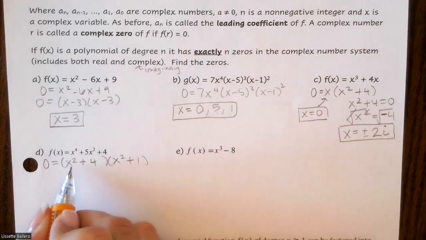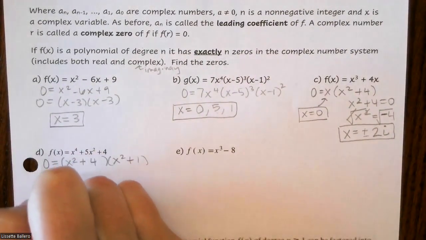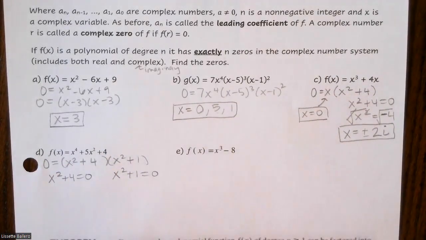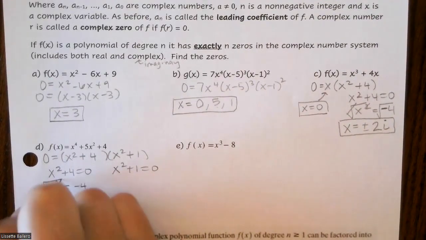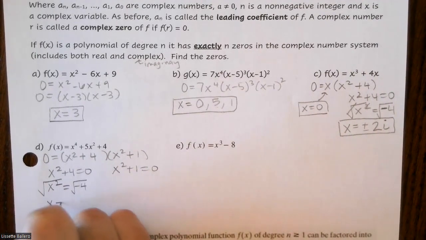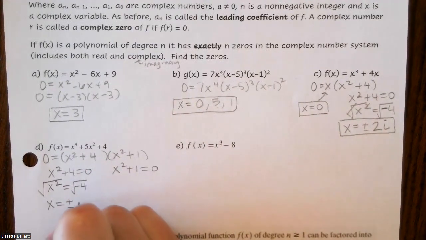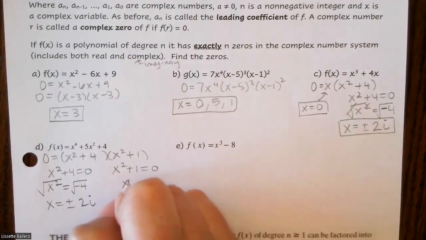Now, these I have to set equal to 0 because that's an x squared, not an x. And so x squared plus 4 equals 0 and x squared plus 1 equals 0. Now I'm going to solve each one to get my x value. And so I get x squared equals negative 4. I take the square root of both sides. Remember that plus or minus. Anytime you take the square root of a square, you need that plus or minus. 2i. So there we have two imaginary solutions.